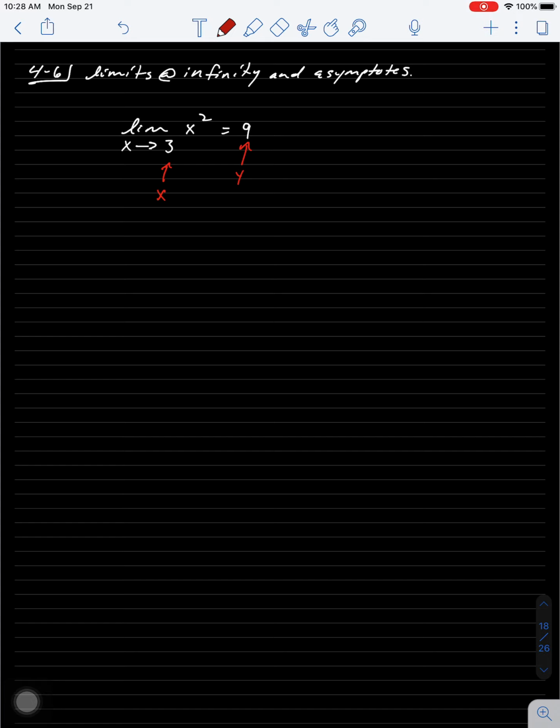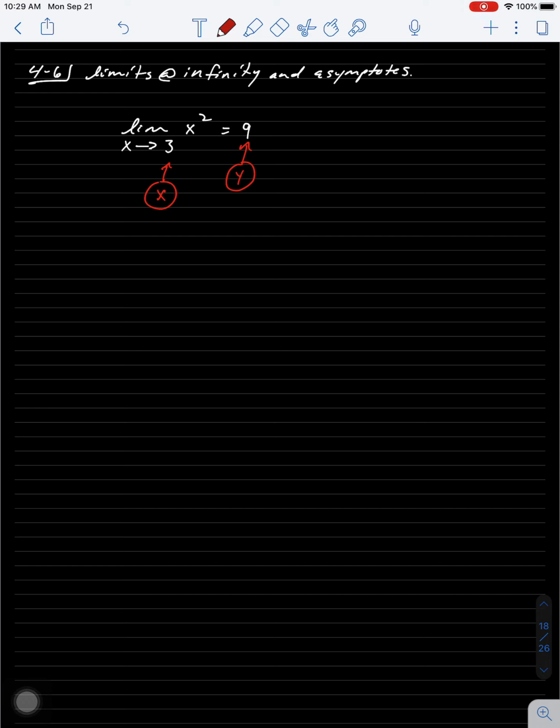That's really important as we go forward, because what we're going to do in section 4-6 is take a look at what if this value or this value are infinity. Okay, and so you need to be thinking on the graph in the correct direction.